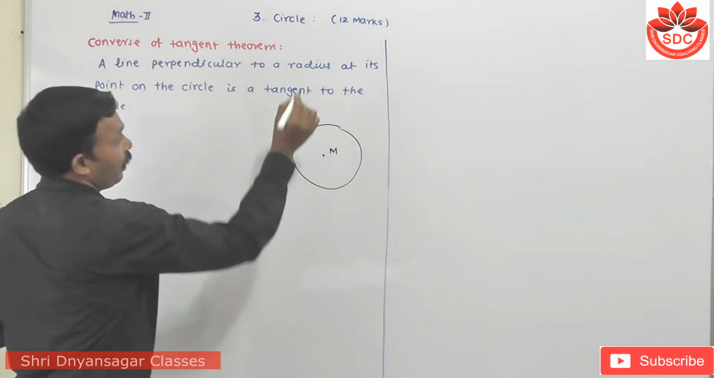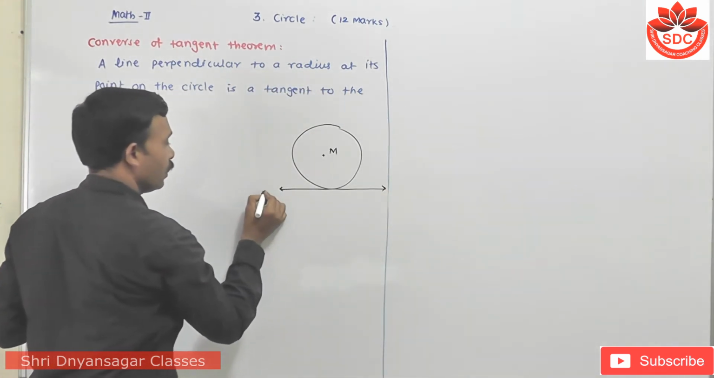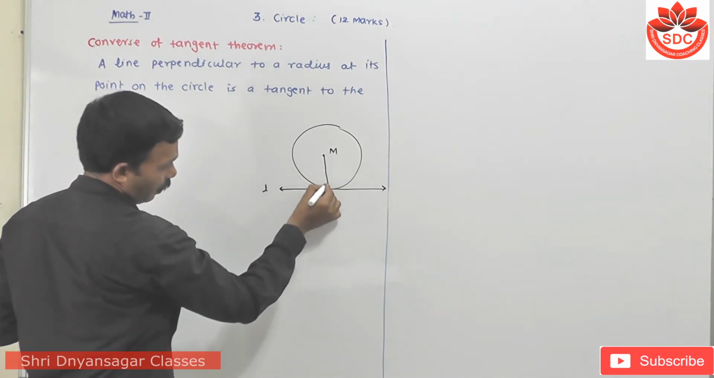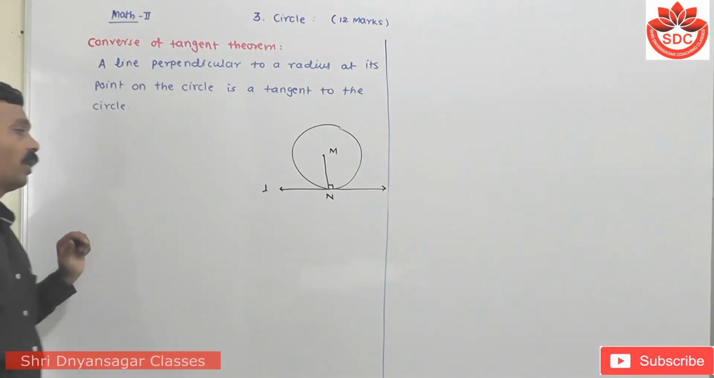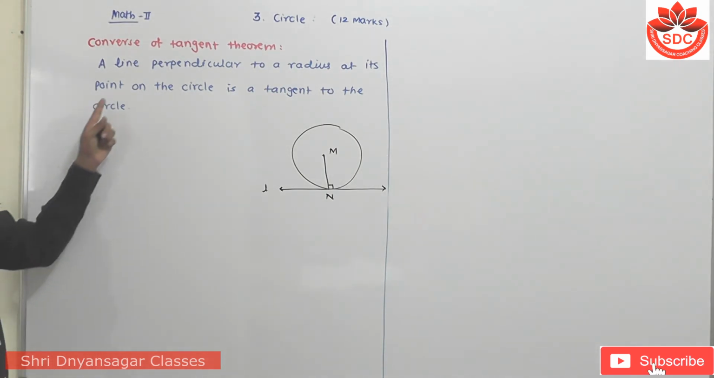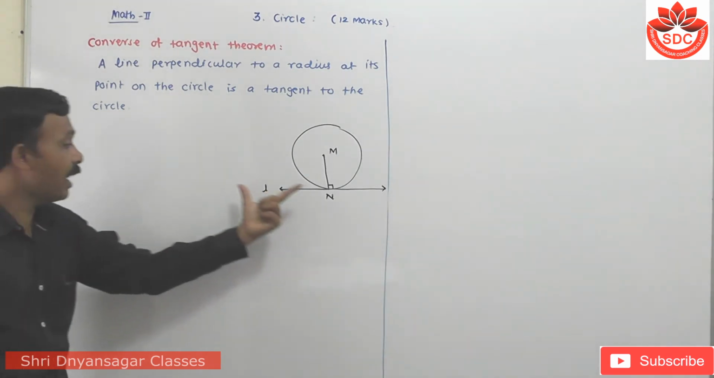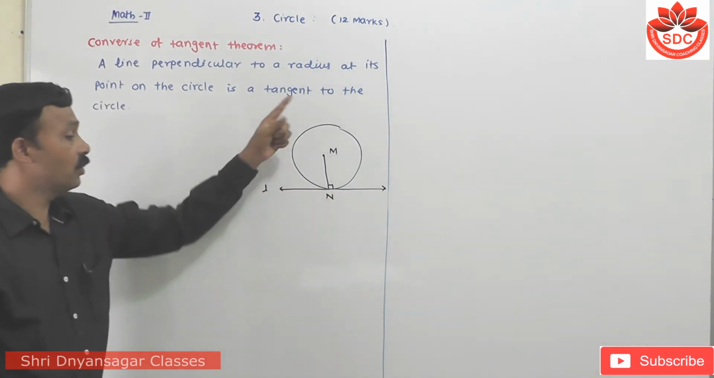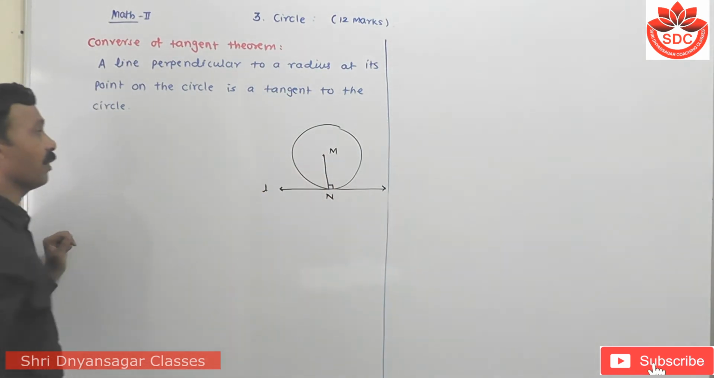The line perpendicular to the radius means that I have to draw the line. Suppose that this line L is perpendicular to the radius. This is the perpendicular. Suppose the point is here on the circle. Is a tangent to the circle. This line L is tangent to the circle. ही line L ही काय tangent या circle ची आपल्याला दाखवायचं.